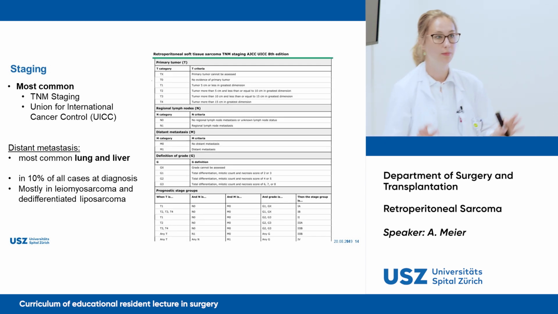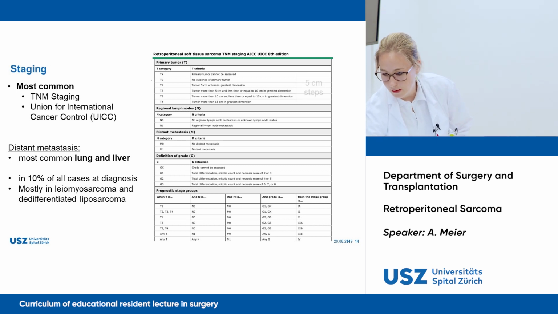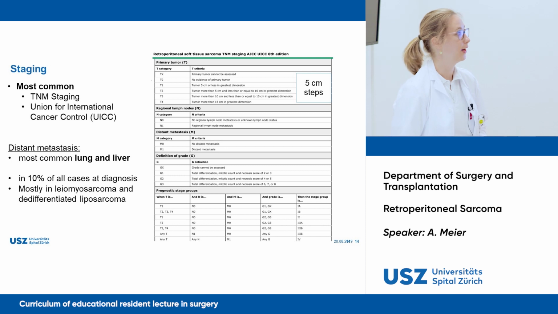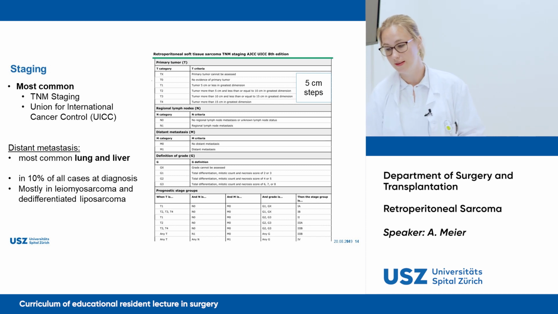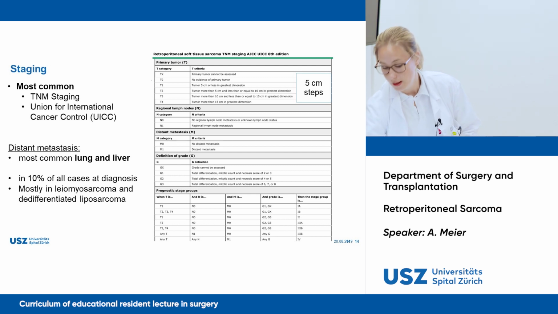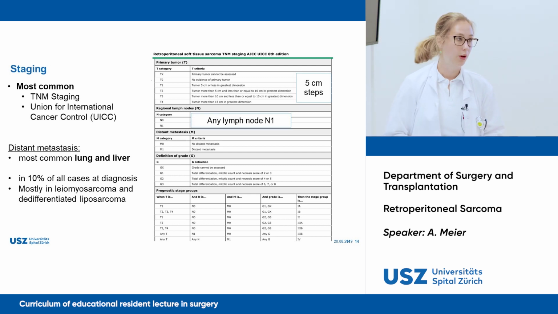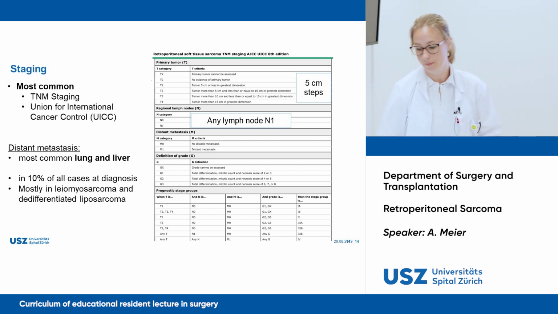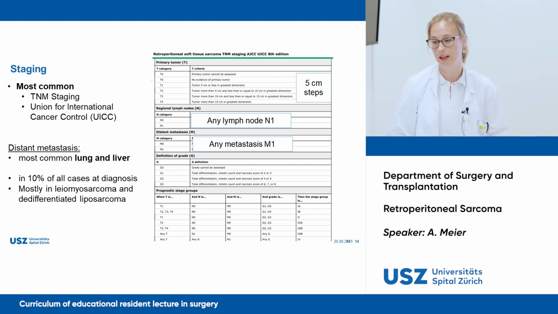I will give a quick impression about the TNM staging. It is more or less kept in 5 centimeter steps. So a T1 will be 5 centimeters or less, and then it's rising up till a T4 with more than 15 centimeters in dimension. Then it's pretty simple. Any lymph node positivity will get an N1. Any metastasis will get an M1. There is no differentiation in that.